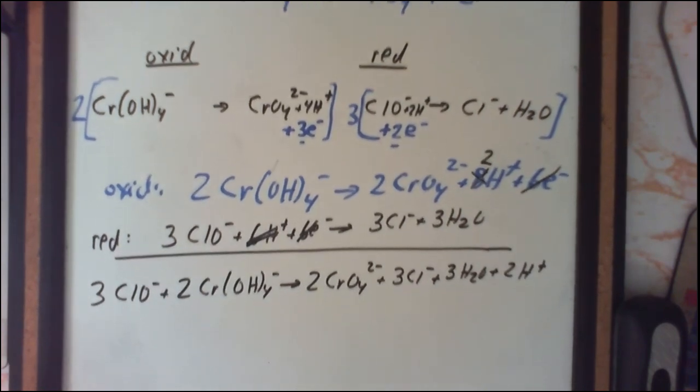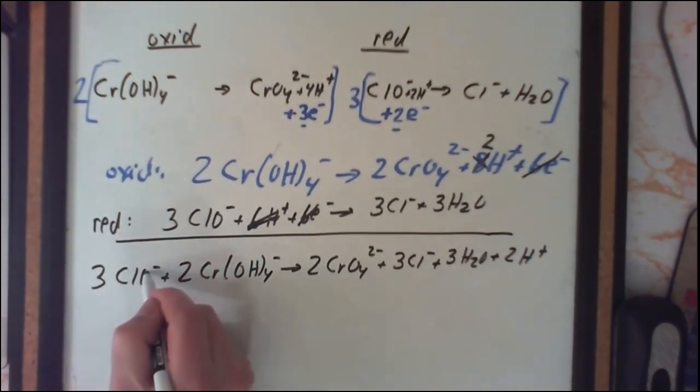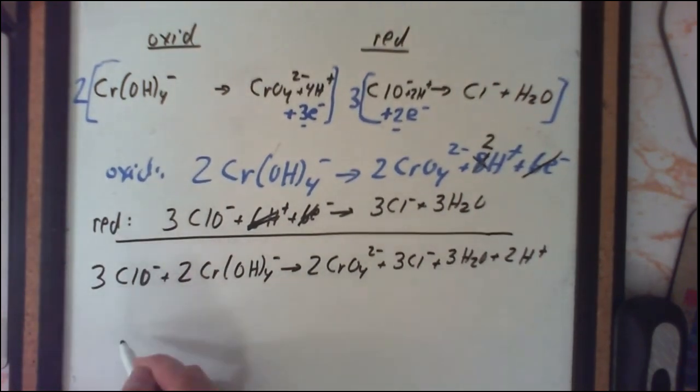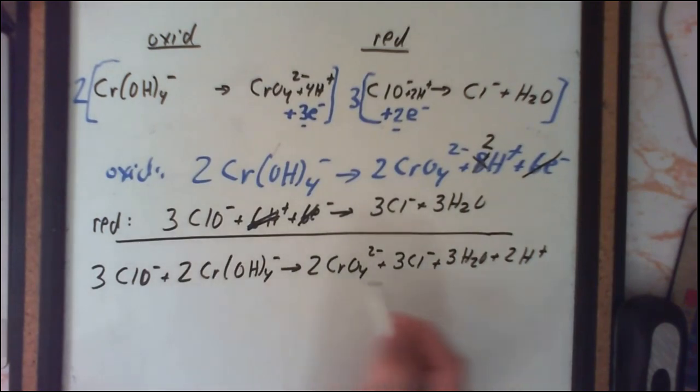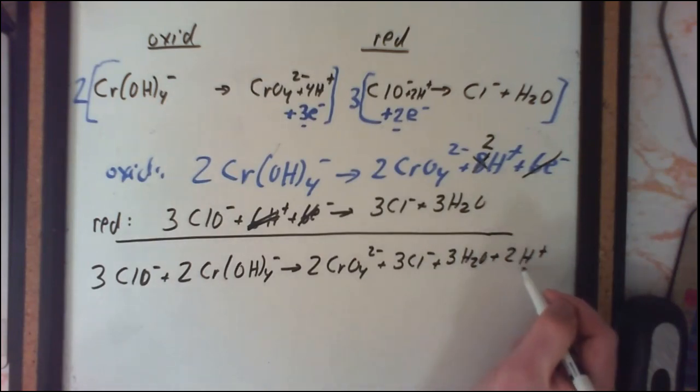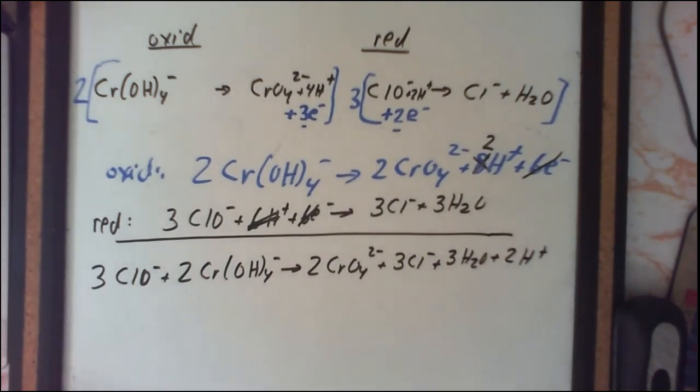So this would be the final answer if this reaction took place in acidic solution. It should be mass balanced and charge balanced. But because it's a basic solution, we're not done. Because in a basic solution, we're not going to have excess hydrogen ions produced. In a basic solution, they're going to be quickly consumed. They're quickly going to react with an equivalent number of hydroxide ions.